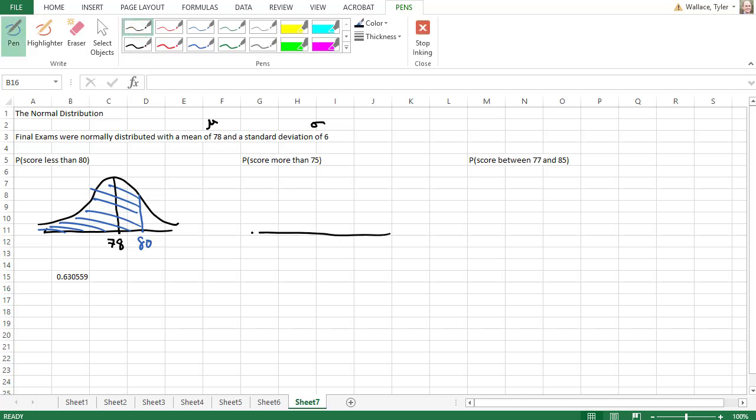Let's say we want the probability that someone scores more than 75. So we've got our mean of 78 in the middle. 75 is smaller, so it's off to the left. And we want somebody to score more than that. So that's this area off to the right.